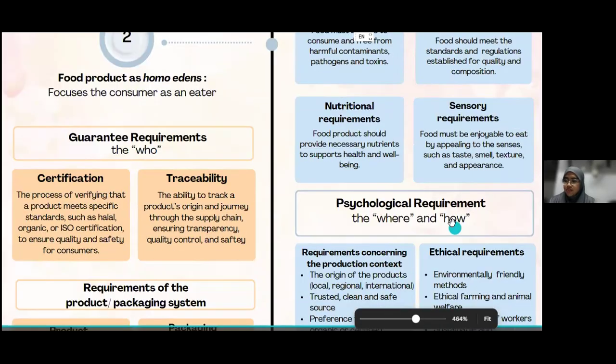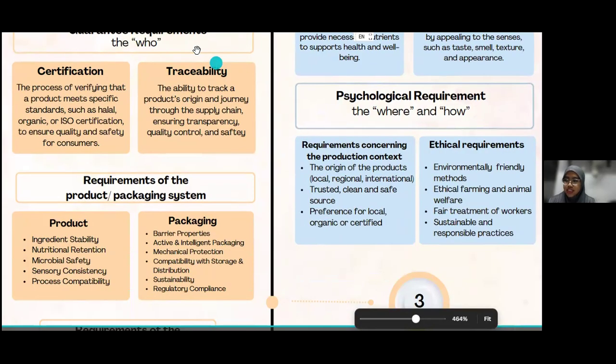Okay, for the second requirements that need to be fulfilled is psychological requirements. These requirements are important because the consumer wants to know where and how the food is made. First requirement is concerning the production context. The consumer wants to know the origin of the product, whether the product is local or regional or imported. Next, consumer also wants to know if the product is made in trusted, clean and safe source. The consumer also prefers if the product is made by local producers or is organic or certified. For example, consumers usually prefer products that have labels like made in Asia or fair trade.